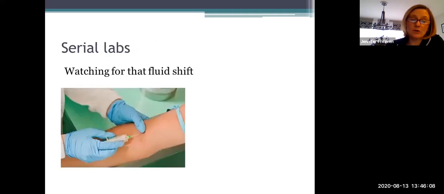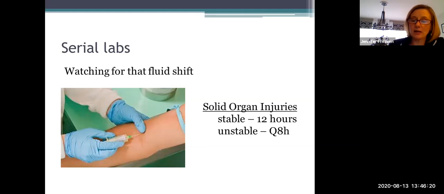You may have serial labs ordered. Those serial labs are going to watch for that fluid shift we talked about, that dilution of the hemoglobin because of the fluid shift from around the cells and inside the cells. And if you look at our solid organ injury guideline, a patient with a stable splenic or liver injury is going to have a repeat H&H ordered 12 hours after they arrive, just to make sure that we don't have fluid shift. And if they're unstable, we're going to probably watch that H&H at least every Q8, and it may even be more frequent if we're required to give them blood.